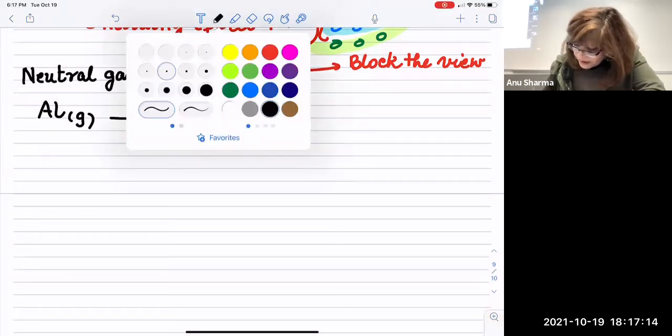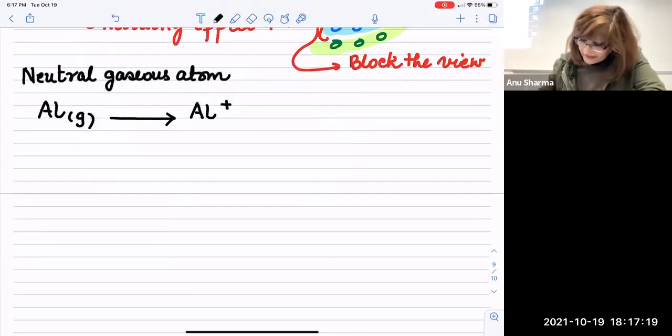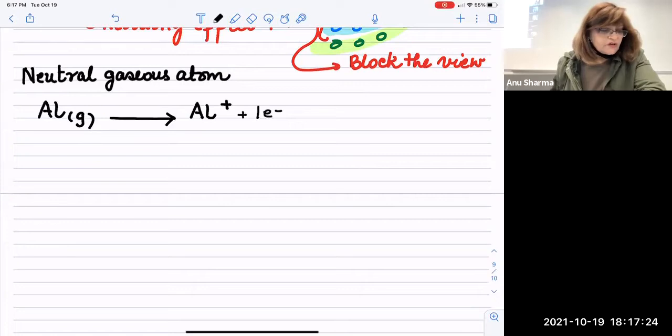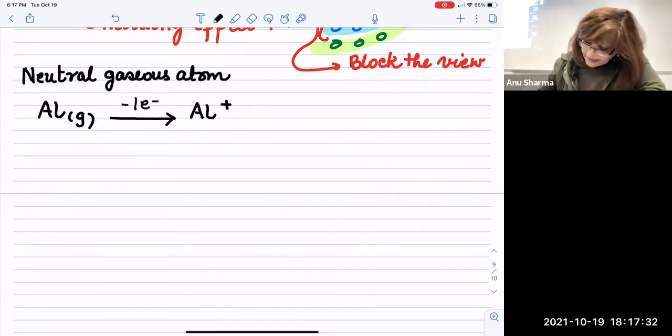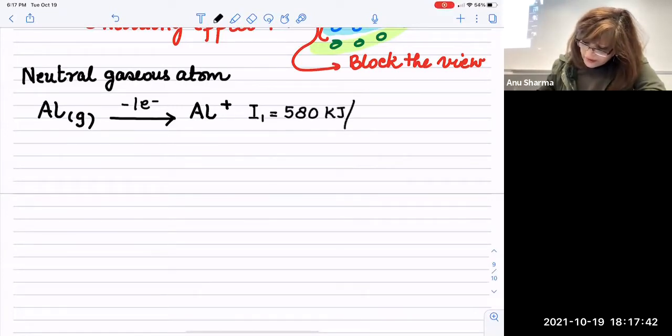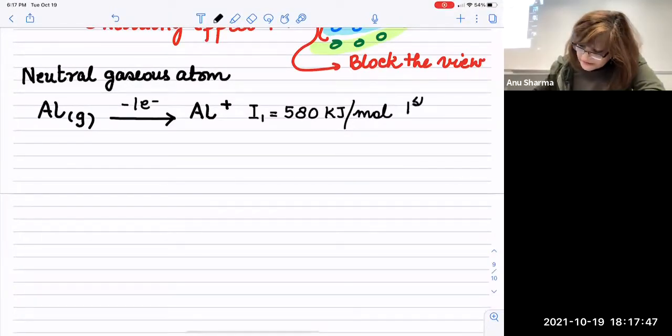Now what's happening is that one electron is lost. So this is aluminum minus one electron. It acquires a plus one charge. Look at the ionization energy. This is called the first ionization energy, and that is 580 kilojoules per mole. So when you remove one electron, you need to give this much energy. So this is called first ionization energy.